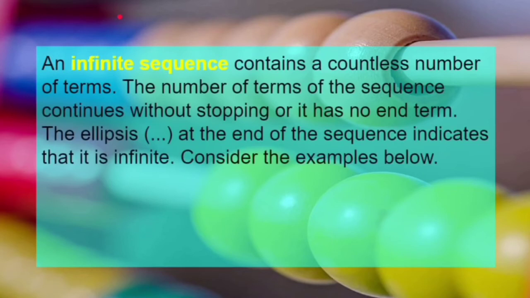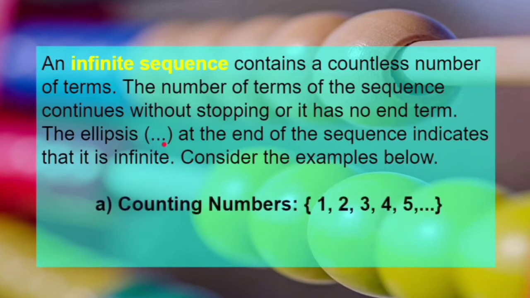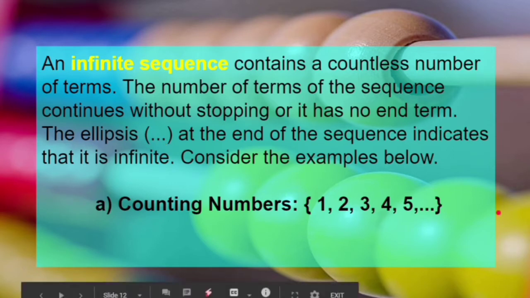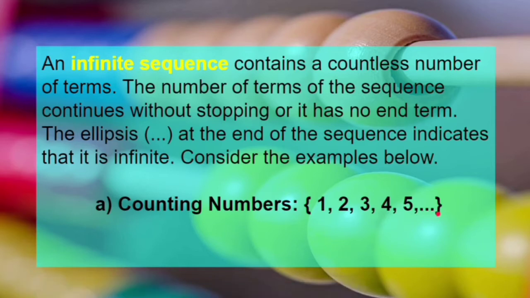While an infinite sequence contains a countless number of terms. So we cannot determine how many terms there are in an infinite sequence. The number of terms continues without stopping, or it has no end term. Now, the ellipsis at the end of the sequence indicates that it is infinite. For example, we have counting numbers 1, 2, 3, 4, 5, and so on. This is infinite because it still continues after the term 5. So there is no end term or last term.